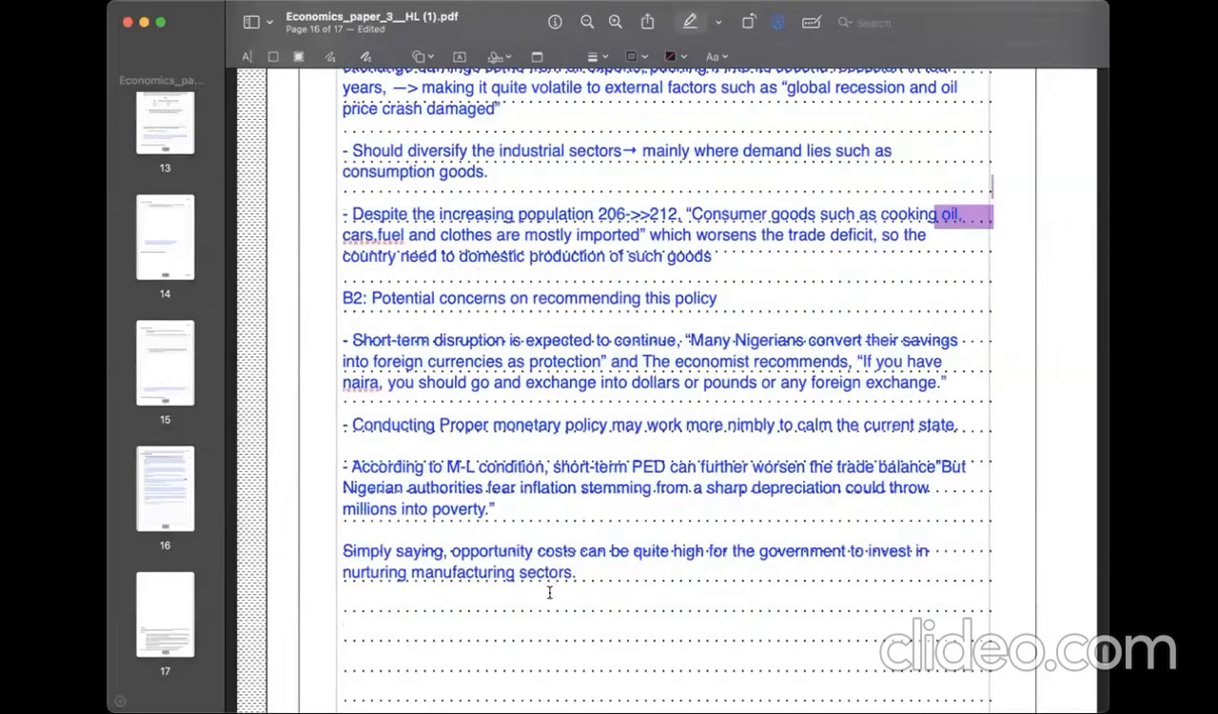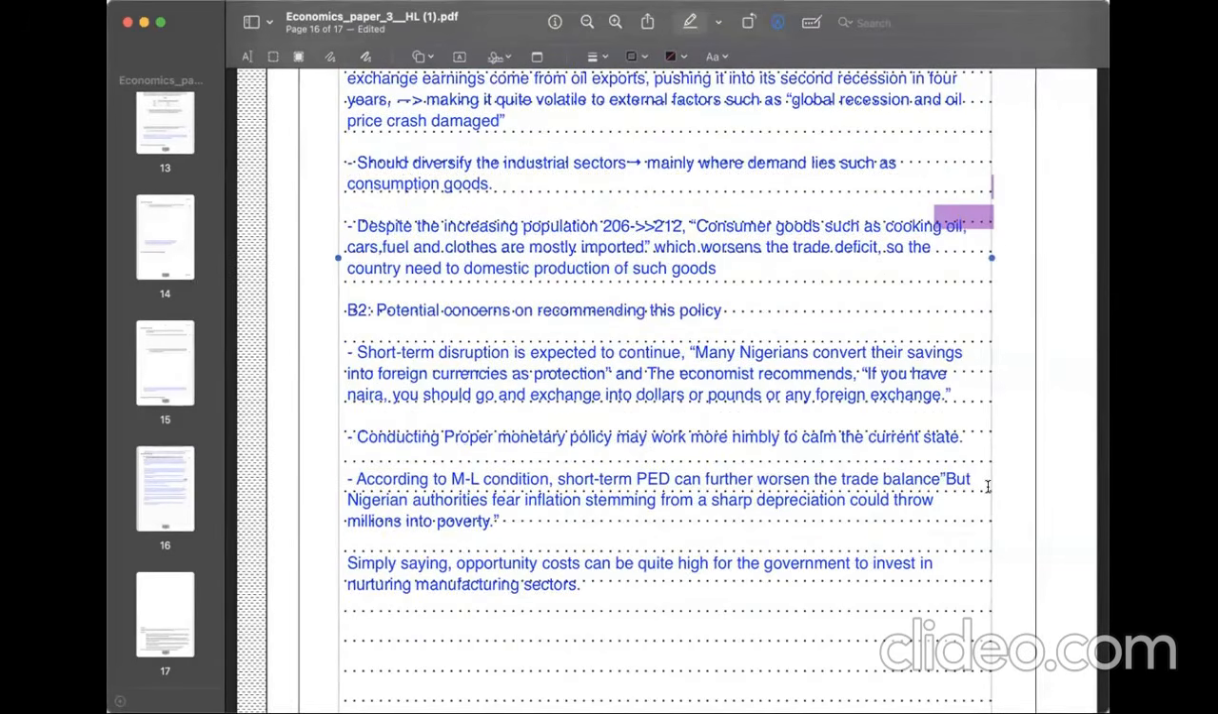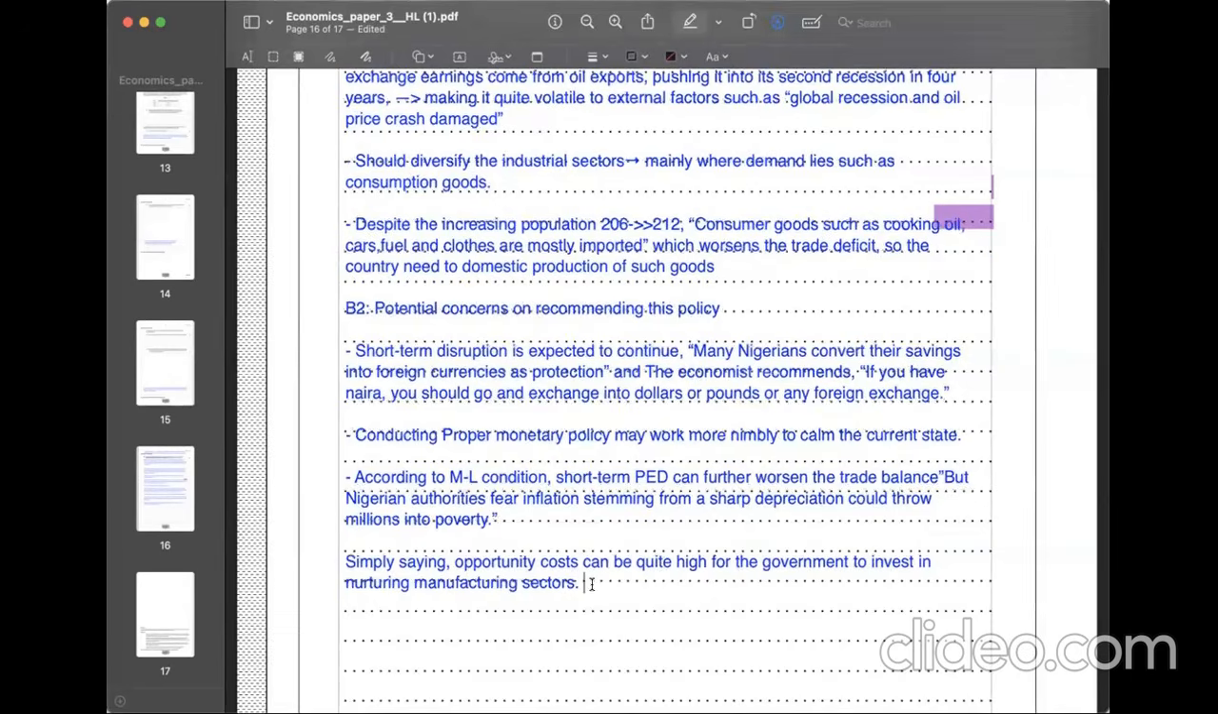Summing up, simply saying, I know that the opportunity cost of conducting this policy can be quite high. I'm aware of that. The government has to consider the huge opportunity cost of transitioning from the primary sector concentrated industry to the manufacturing sectors that is nearly none for now. So that's a huge cost.